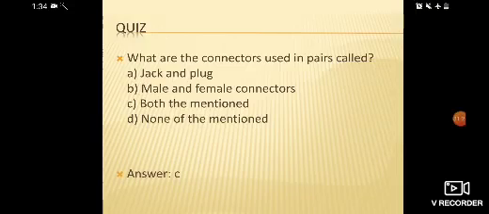Why? Because coaxial cables have jack and plug. When we have twisted pairs, we have two types of connectors, that is male and female connectors. An example of the twisted pair is the RJ45 connector. The RJ45 connector has two types, a male connector and at the same time a female connector. So for that reason, connectors used in a pair are called jack and plug, and at the same time male and female connectors. So this is the answer.